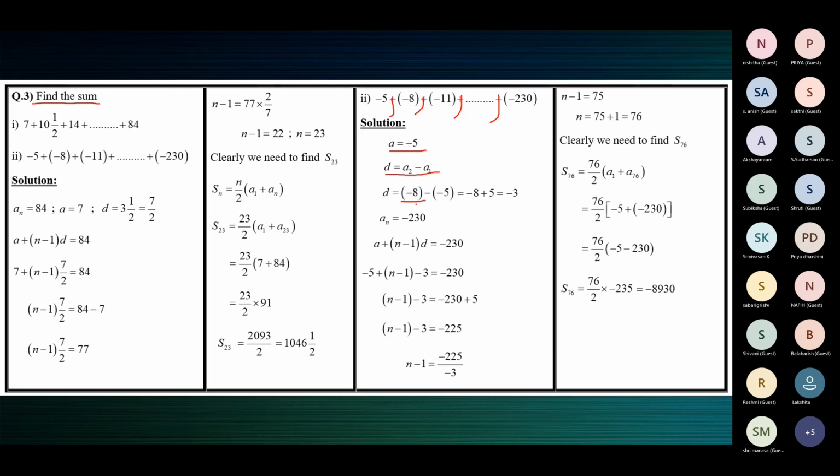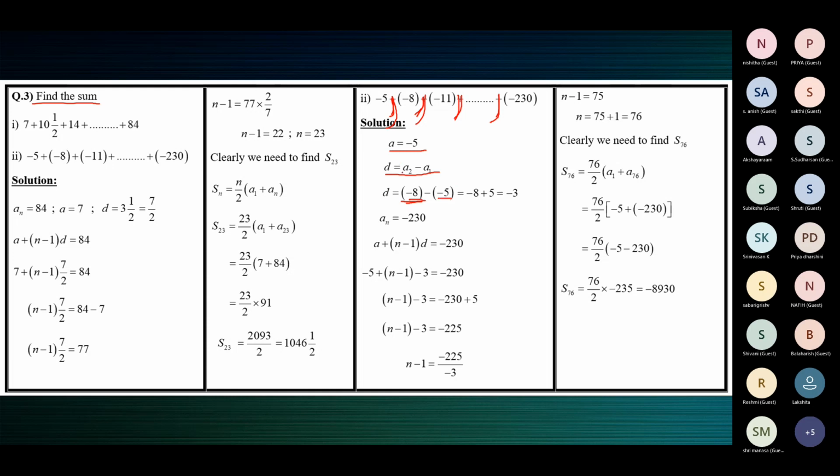Children, the common difference uses the second term, minus 8. Just see the plus sign as a comma. Minus 5 is the first term, comma, minus 8 is the second term, comma, minus 7 is the third term, comma, and minus 230 is the last term. Replace the plus sign with a comma, so you will see the first, second, third terms and so on. This is the second term, minus 8. This is the first term, minus 5.